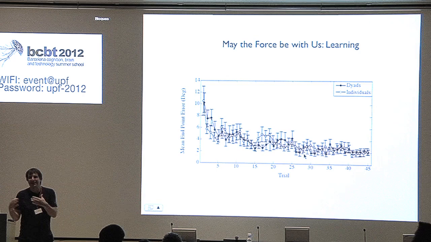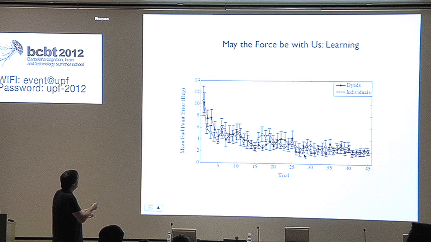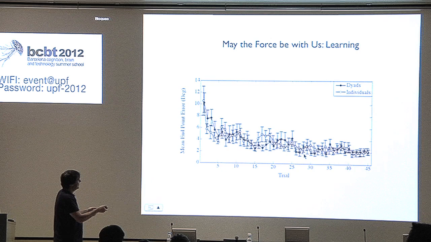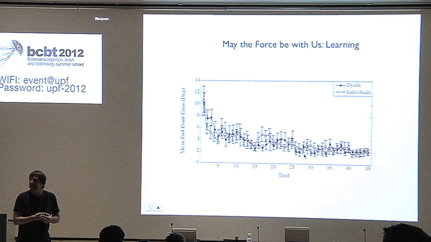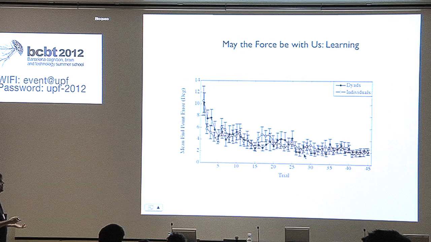If you look at the trials here, we have a nice learning curve. When we look at how well they hit the instructed endpoint, you can see that this decreases in a really nice learning function, and that these two learning functions look very much the same for the dyads and the individuals. That's really trial by trial, so it's exactly the same. So no performance differences.